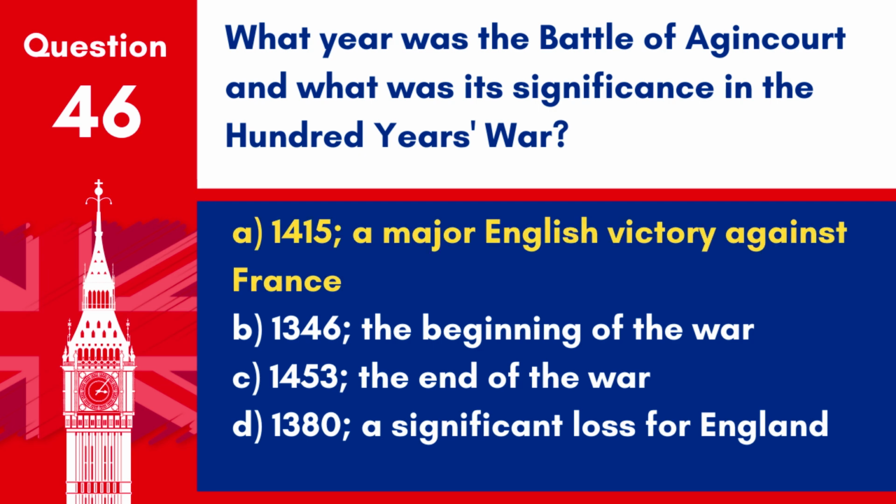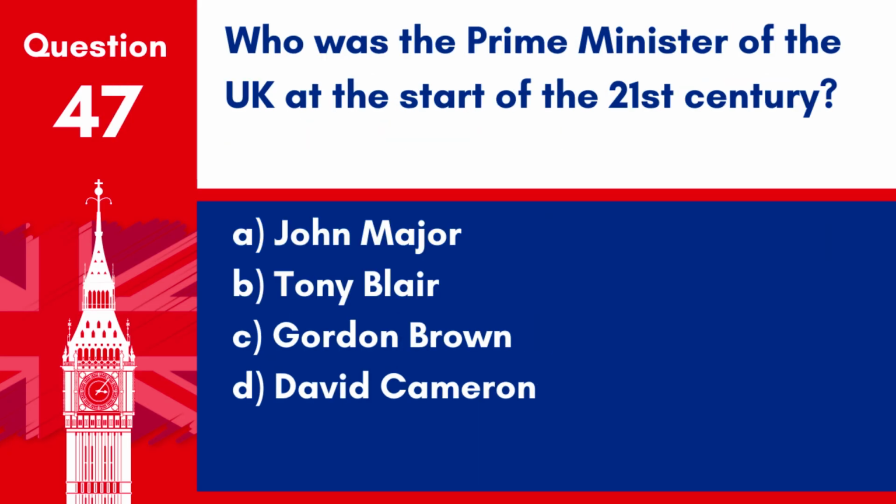Answer: A. 1415, a major English victory against France. The Battle of Agincourt in 1415 was significant, as it was a major victory for England against France during the 100 Years' War, celebrated for the effectiveness of the English longbowmen. Question 47. Who was the Prime Minister of the UK at the start of the 21st century?